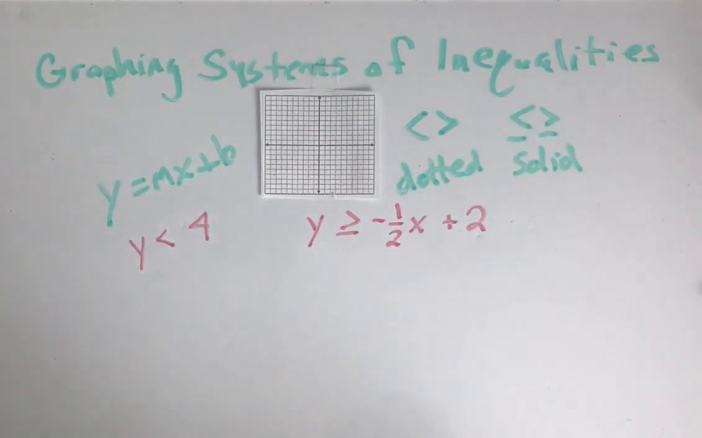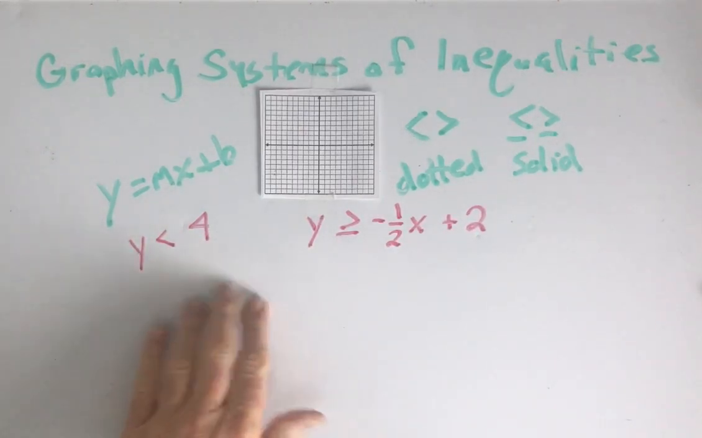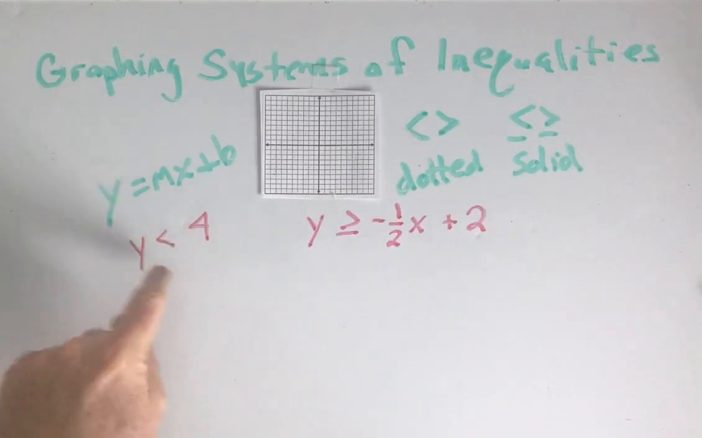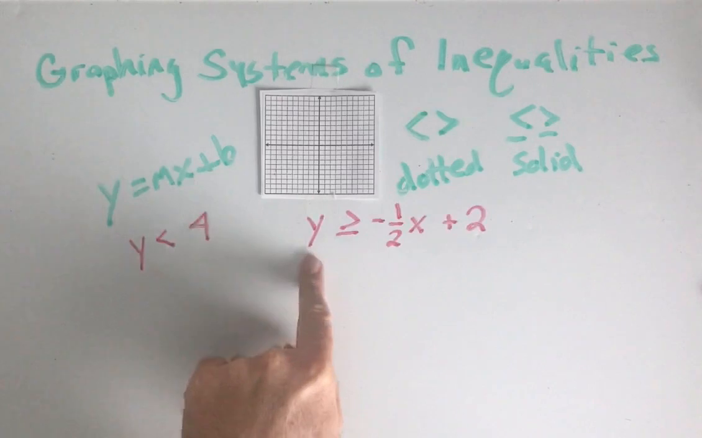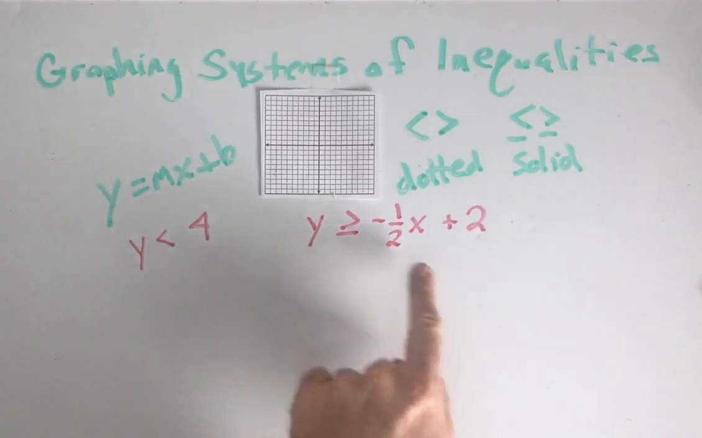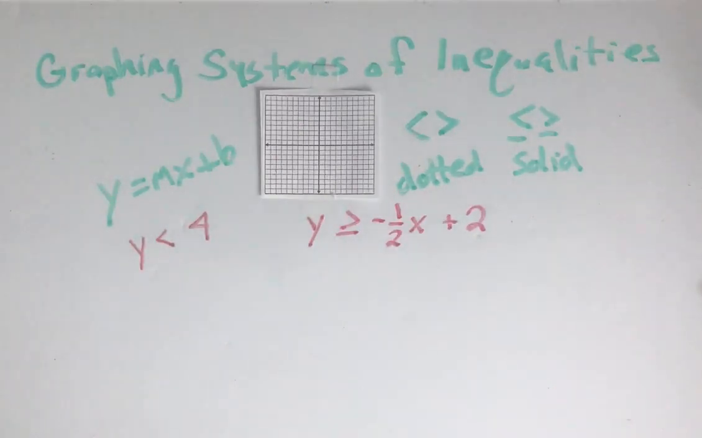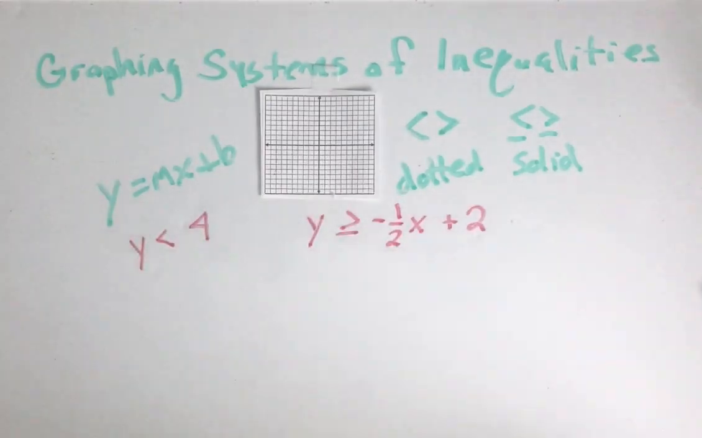Today, guys, we are going to be graphing systems of inequalities, okay? So let's say we have a system of inequalities. One of the inequalities that we have is y is less than 4. And then the other one is y is greater than or equal to negative 1/2 x plus 2, okay? So what we're going to do is we're actually going to draw these lines. These are linear inequalities, okay?